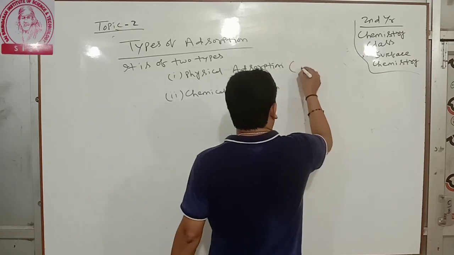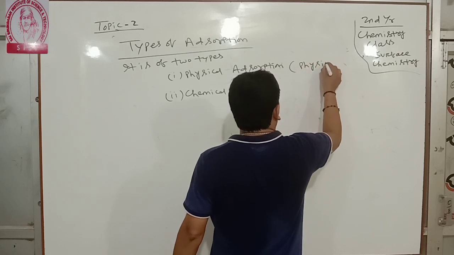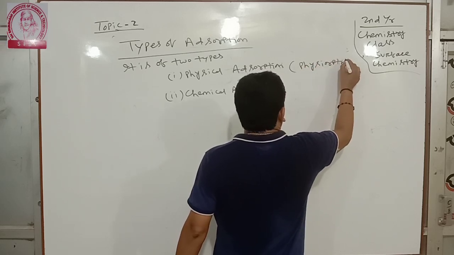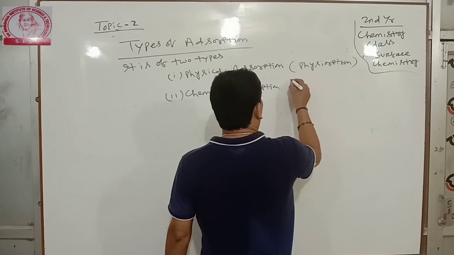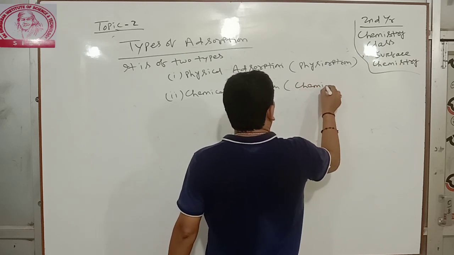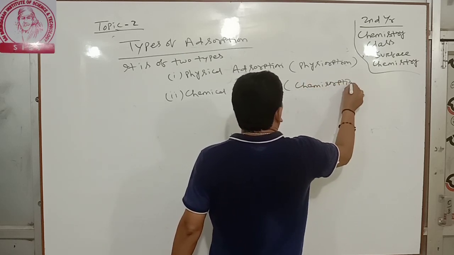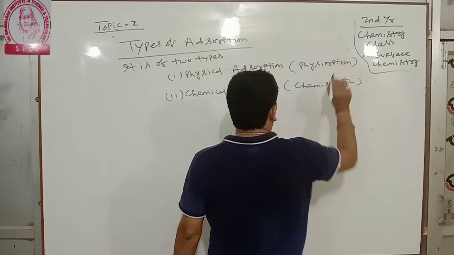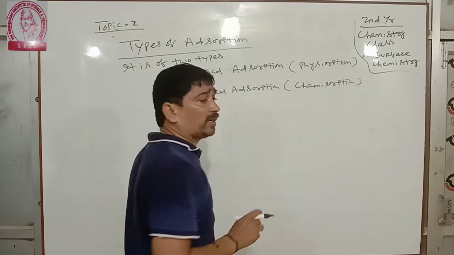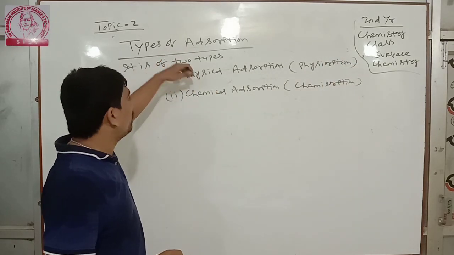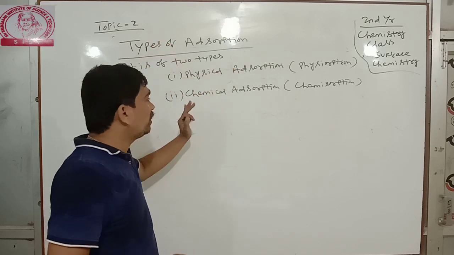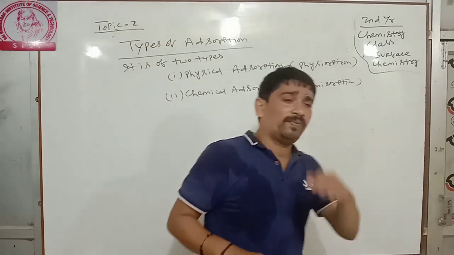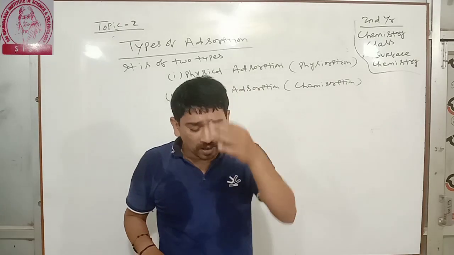Physical adsorption, in short terms, is physisorption, and chemical adsorption is chemisorption. We will discuss them next class. So adsorption is of two types: physical adsorption, called physisorption, and chemical adsorption, called chemisorption.